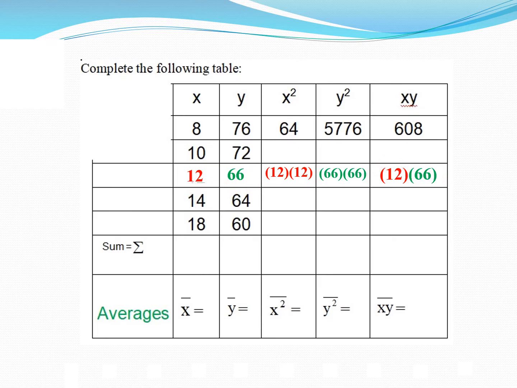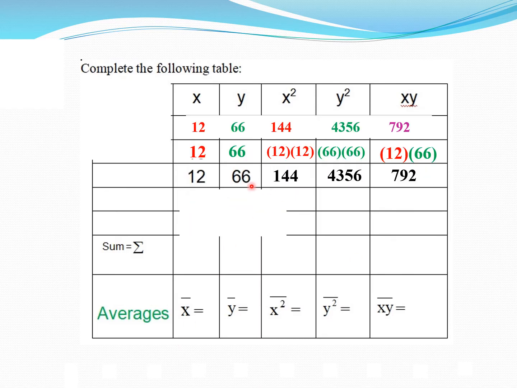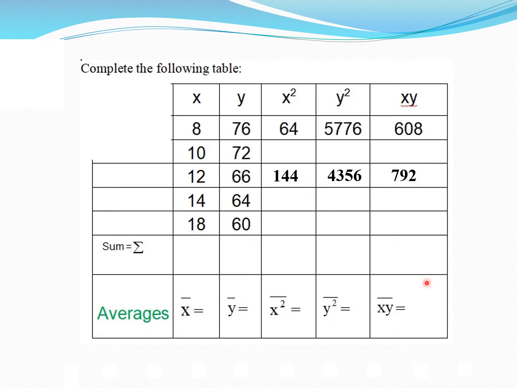So let's look at that in a bit more detail. x is 12, y is 66, x squared is 12 times 12, and that comes out to be 144. That's why 144 is listed in there. Likewise, 66 by 66 is 4,356, and that's why 4356 is in there. And finally, we do 12 times 66, the x number times the y number, which gives us the xy number for this row, and that's 792.